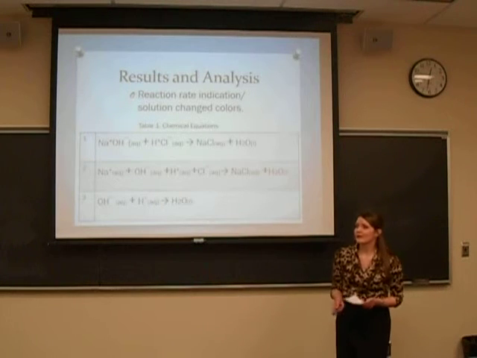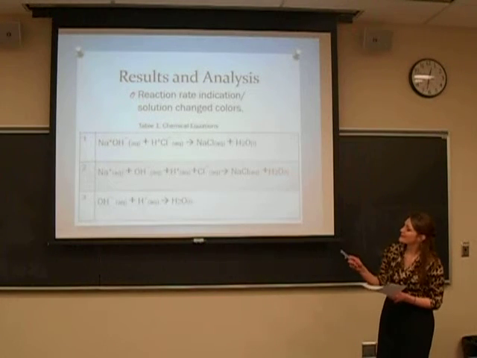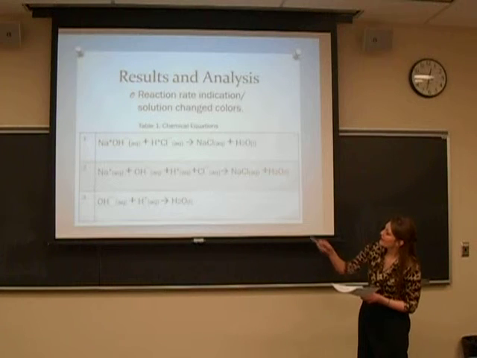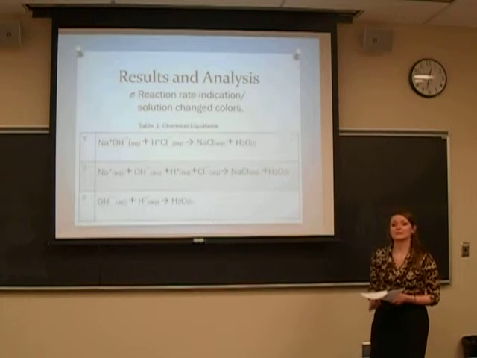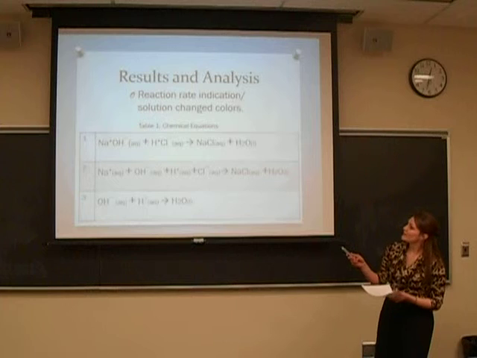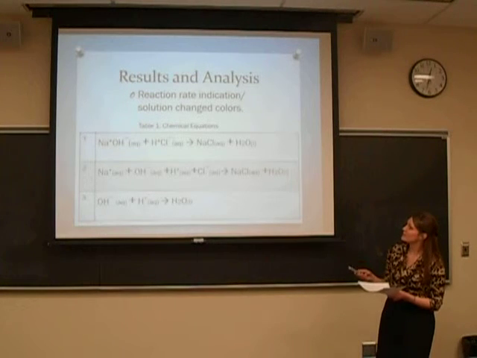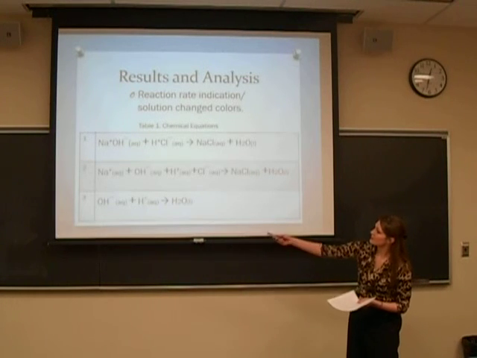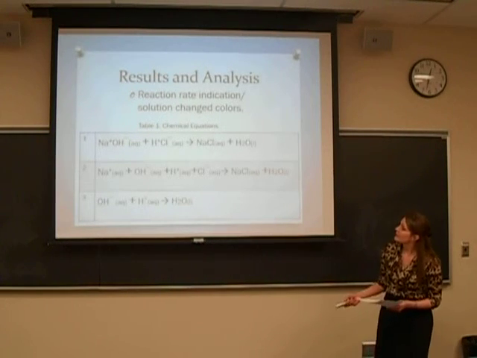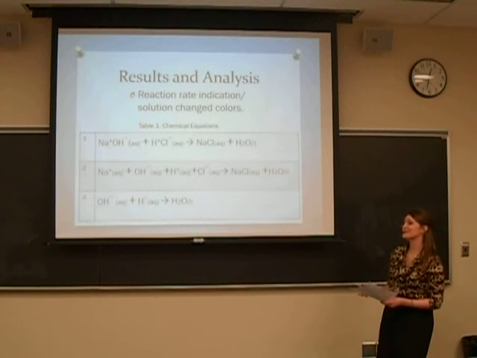So the reason it turned colorless was because the sodium hydroxide and the hydrochloric acid basically turned into salty water. The sodium and the chlorine formed sodium chloride, and the hydroxide and the hydrogen formed H2O. And there's the equation there. That's why our solution turned clear.